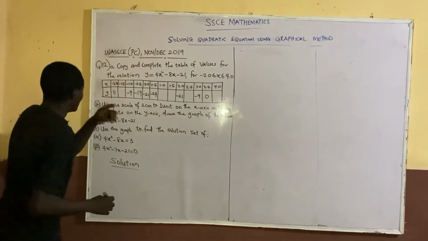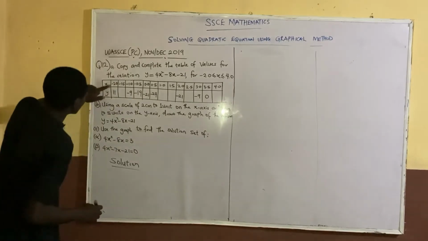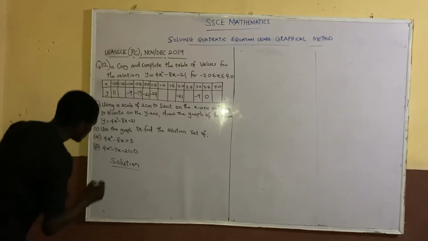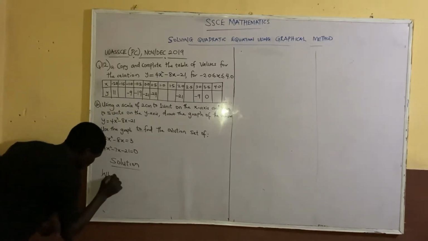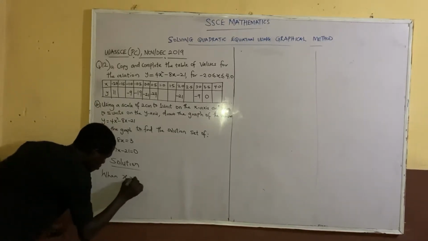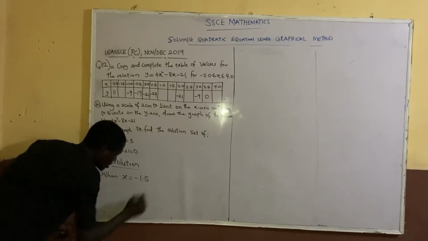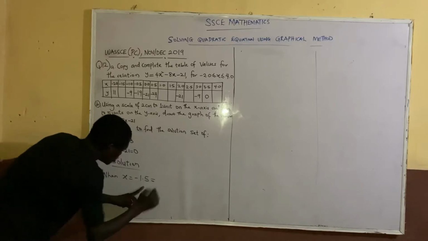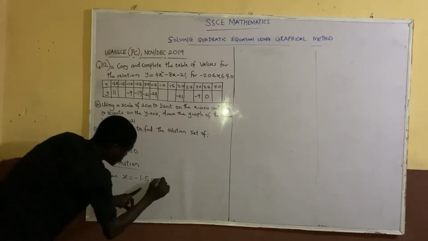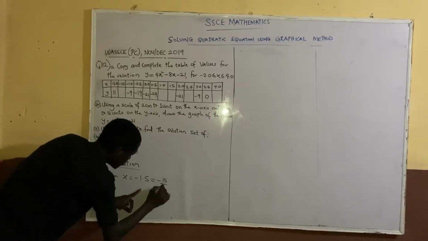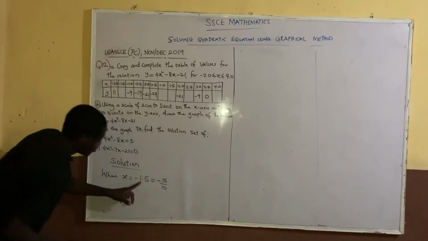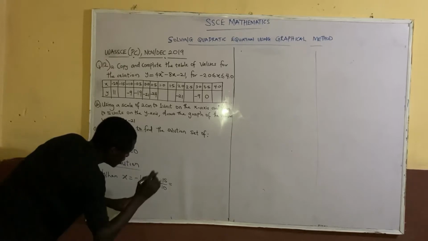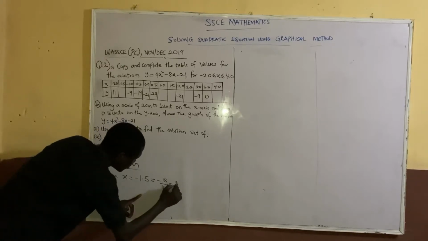So we are asked to complete the table. Now the first column has been taken care of. The second column is when x is equal to minus 1.5. What's our y? Now, minus 1.5 can be changed to a fraction: minus 15 over 10. If you reduce it to the smallest, it will be 3 over 2.